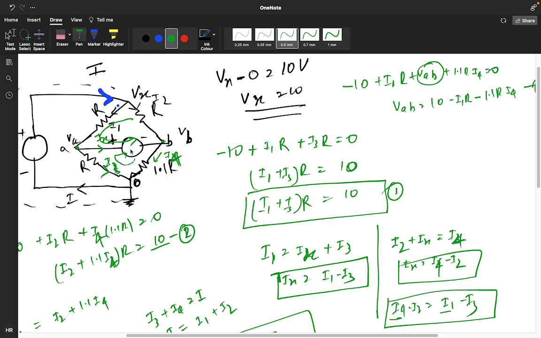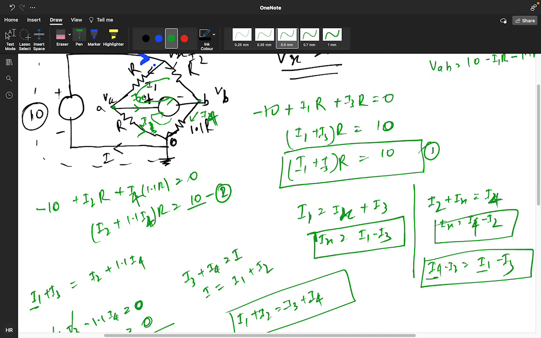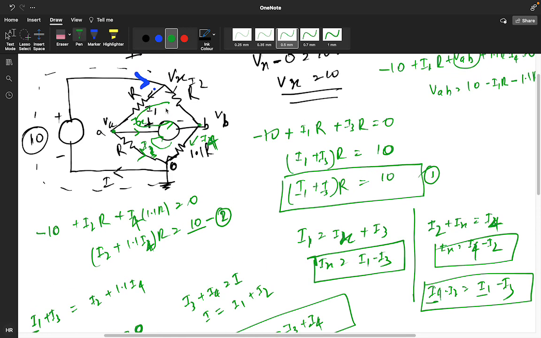And what you need to do is just solve the equations. So this seems to be very difficult if you go like this, and that's why we have to study a particular theorem known as Thevenin's theorem.